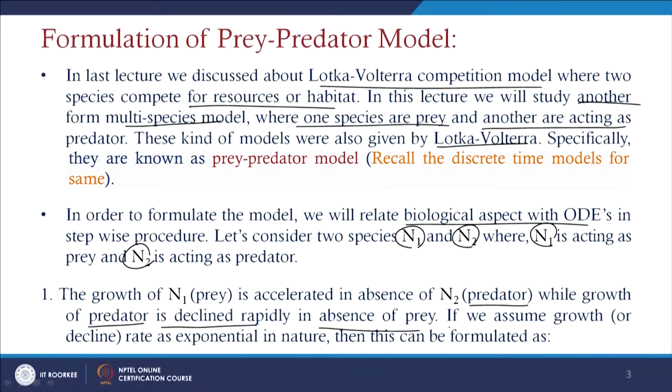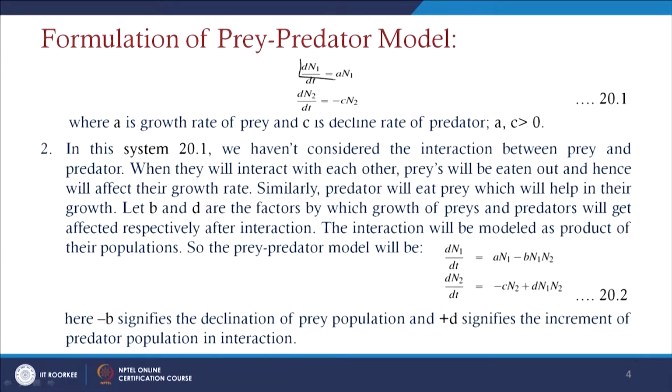If we assume the growth or decline rate is exponential in nature, then we can formulate this model as dN1/dt = aN1. Directly, the solution represents N1 = A e^(at), so it grows exponentially with respect to time. Here a is the growth rate of the prey and c is the decline rate of the predator.